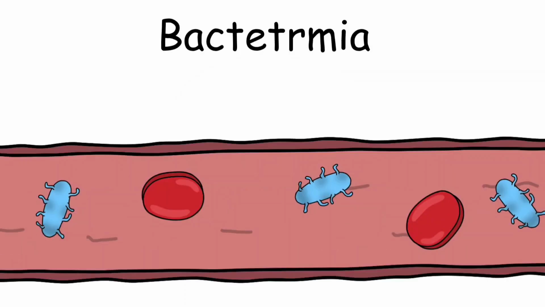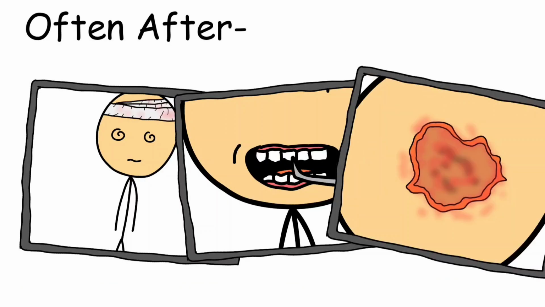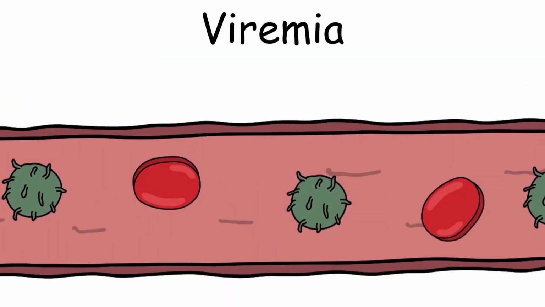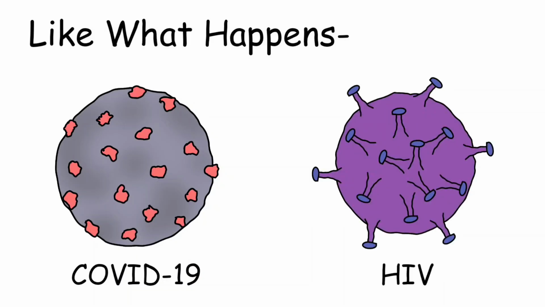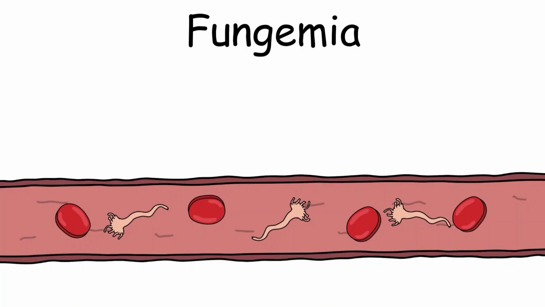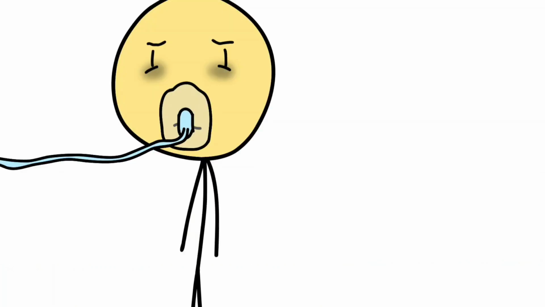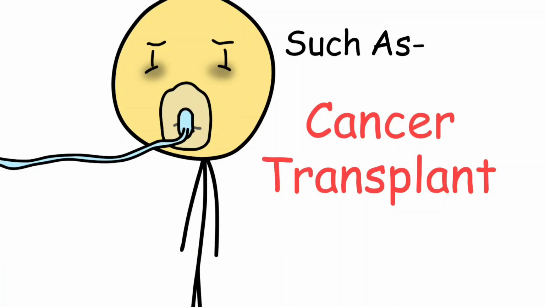Other blood infections are more specific. Bacteremia is when bacteria themselves are floating in the blood, often after surgery, dental work, or from infections elsewhere in the body. Viremia is the same, but with viruses, like what happens during severe COVID-19 or HIV infection. And fungemia. Fungal infections in the bloodstream can strike people with weakened immune systems, such as cancer or transplant patients.